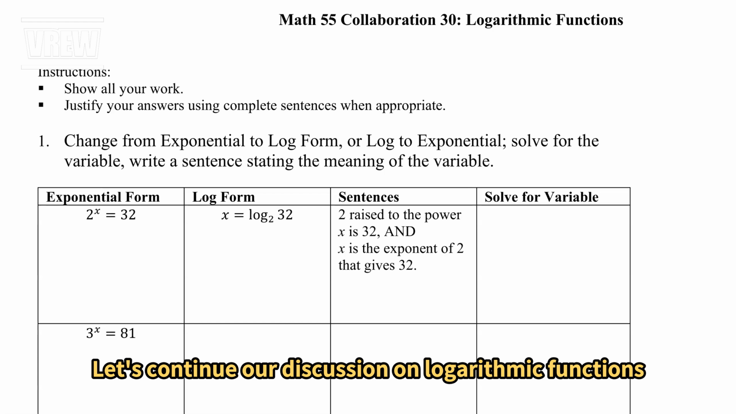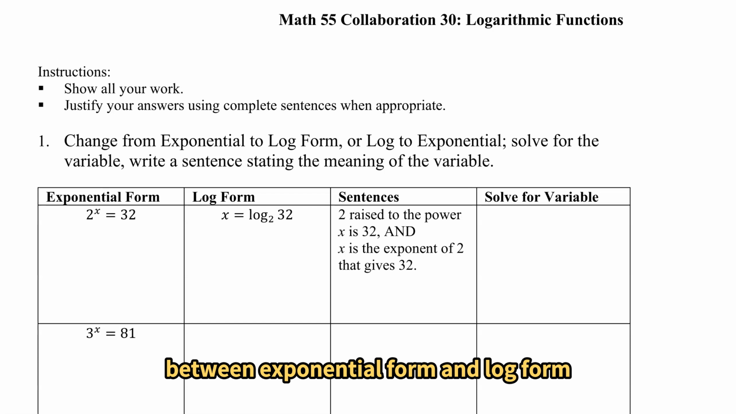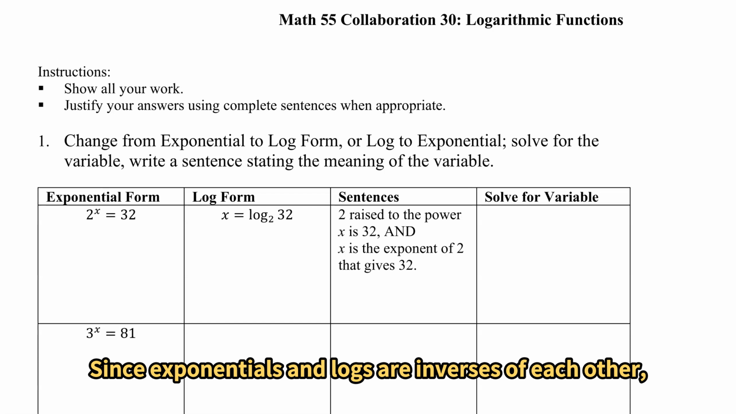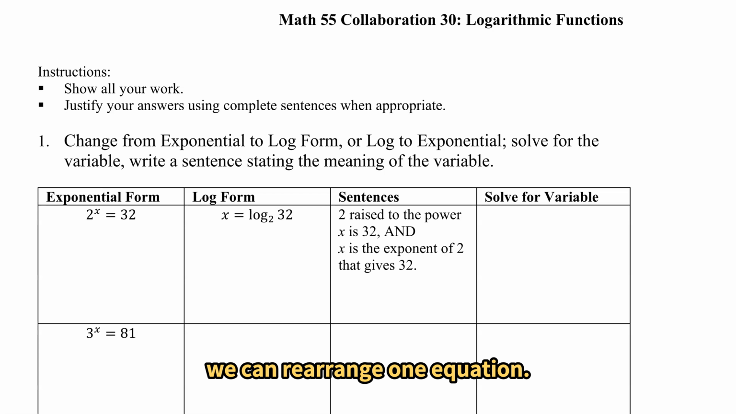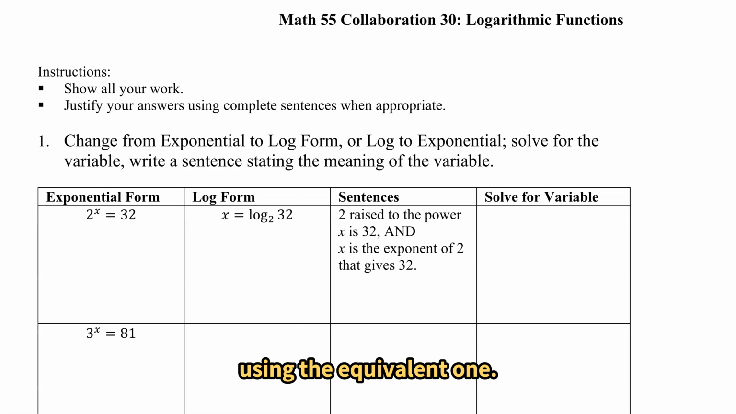Let's continue our discussion on logarithmic functions and equations. In this lesson, we're going to look at the correlation between exponential form and log form for equations. Since exponentials and logs are inverses of each other, we can rearrange one equation into an equivalent equation and possibly solve the original equation using the equivalent one.